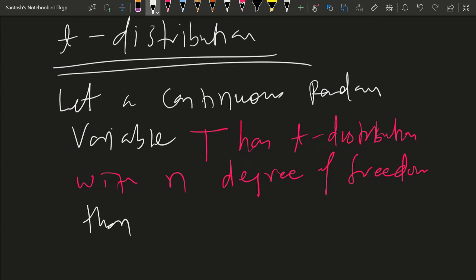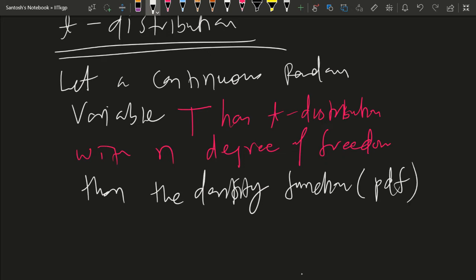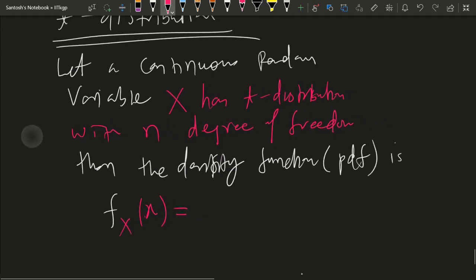So then the density function, which we call in short PDF, is f of t. So not x, I have taken t, so random variable I have taken capital T. If you want, we may take x also. Mostly we write random variable as x, so I'm writing x only now. So x has t distribution with n degree of freedom if PDF is like this.